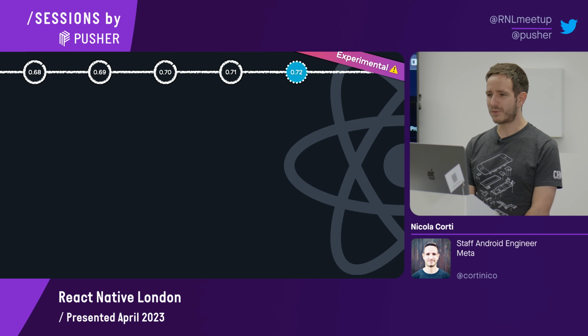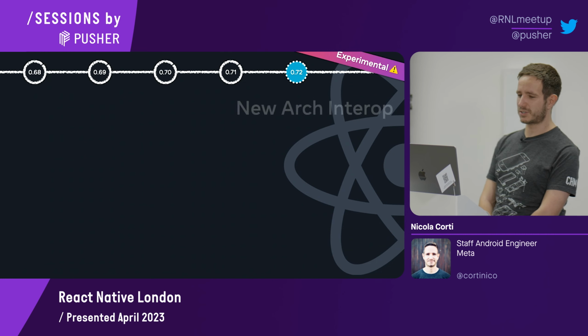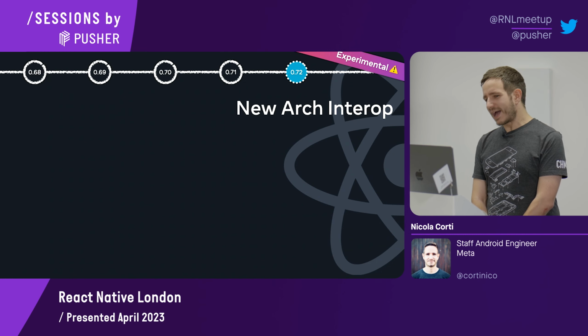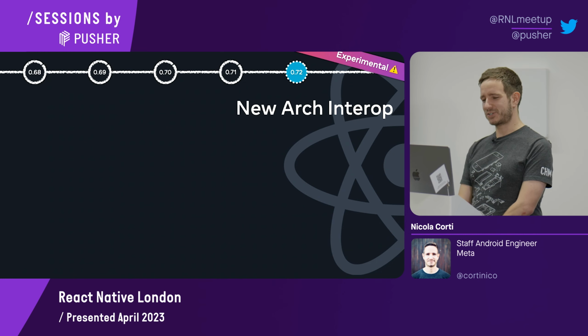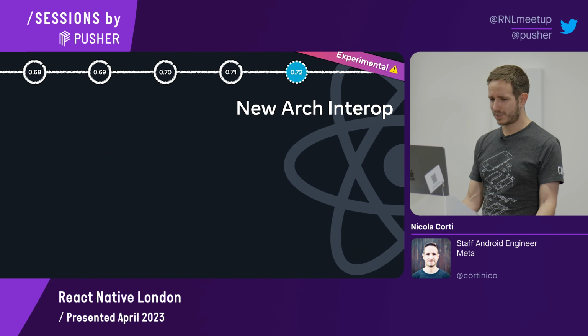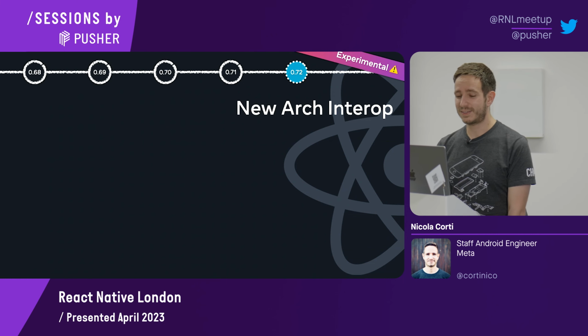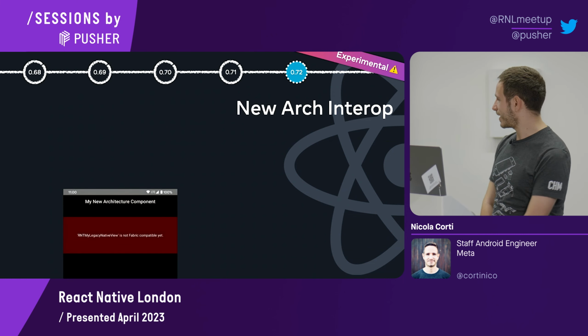One of the last changes that we're going to have in 0.72 is New Architecture interop. This is really related to the New Architecture itself. If you have been trying the New Architecture on Android and on iOS, you will see that if you try to add a library and the library is not migrated, it will look like that.